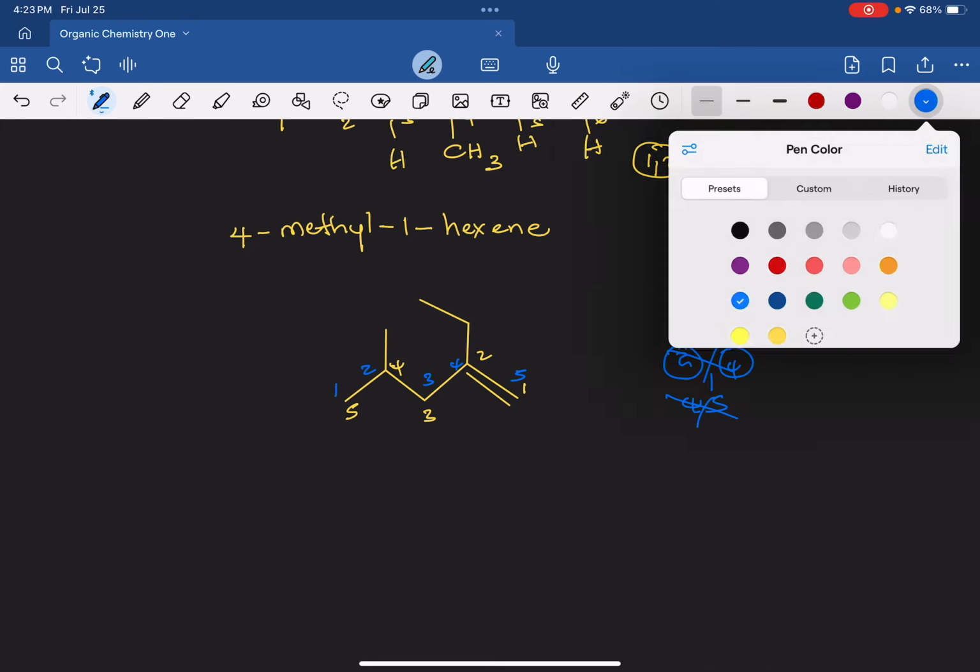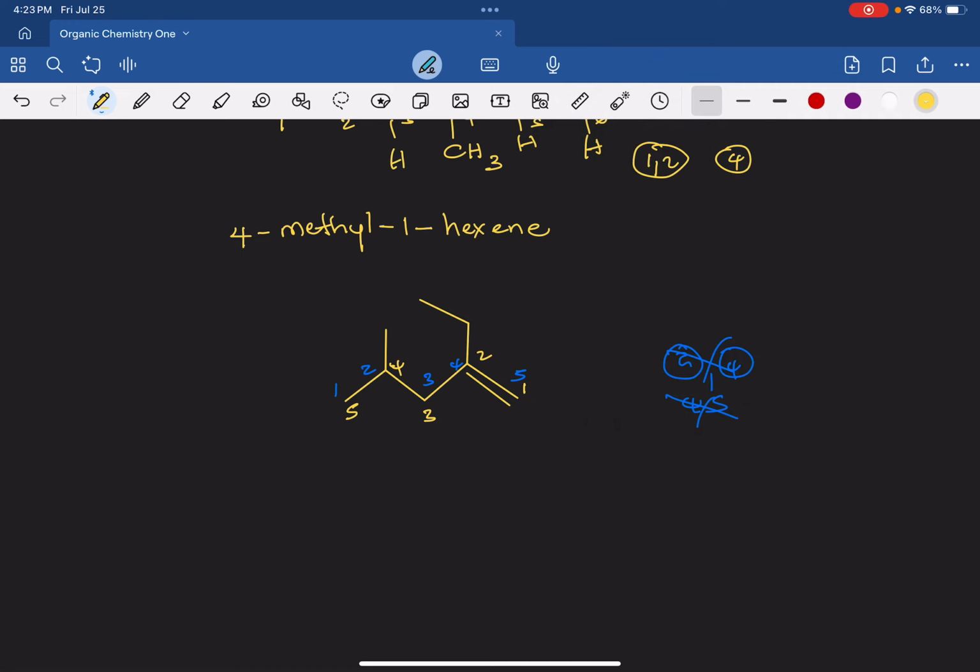With yellow, your double bond is 1, 2, right? You can't get any better than that. And yes, your substituents are wherever they are. Key is you number from the direction that gives the double bond the lower set of numbers. So it's yellow we're going with and not blue, because blue places the double bond at 4, 5. So now we can name this.